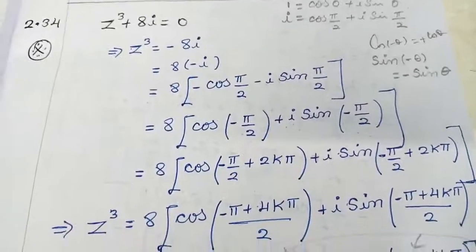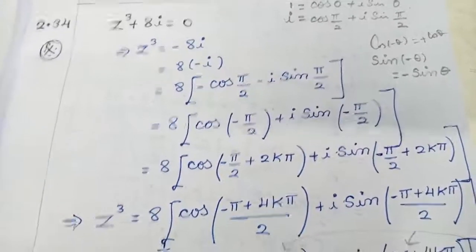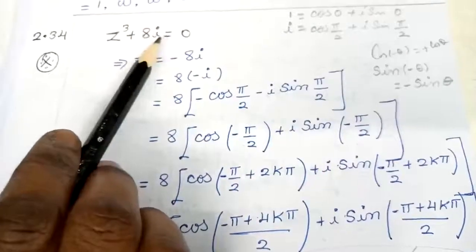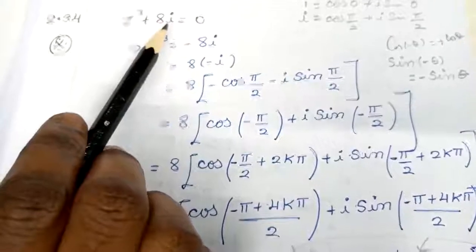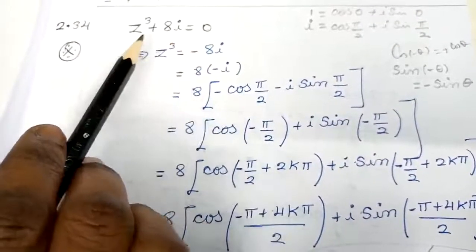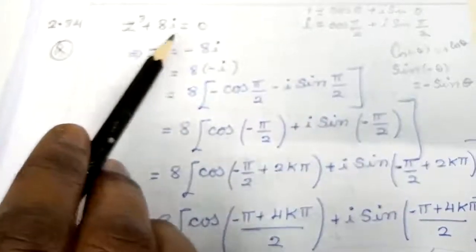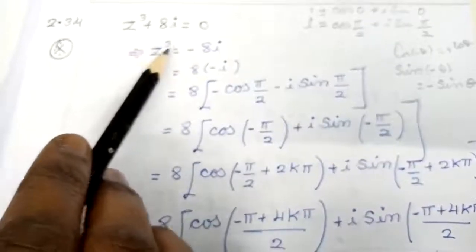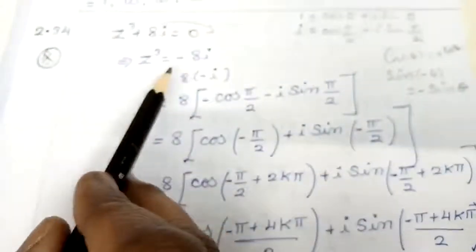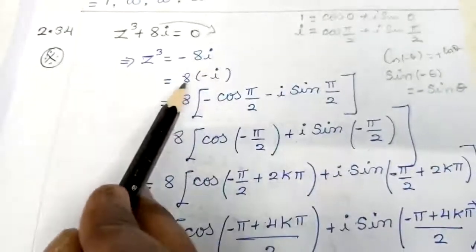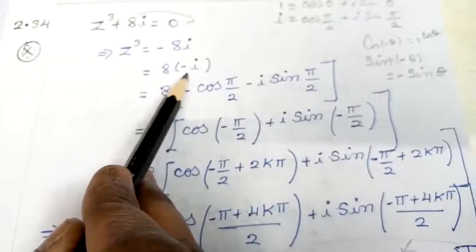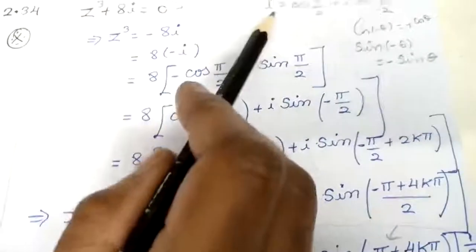Example 2.34, they are asking you to solve this particular equation, students, that is z cube plus 8i equal to 0. So let me tell it slowly. First I am going to make a simplification. Z cube equal to plus 8i, moving from left to right, I will get it as minus 8i. Keep the 8 as it is outside, and I put the minus inside here, students. In place of i, I am going to replace this value.